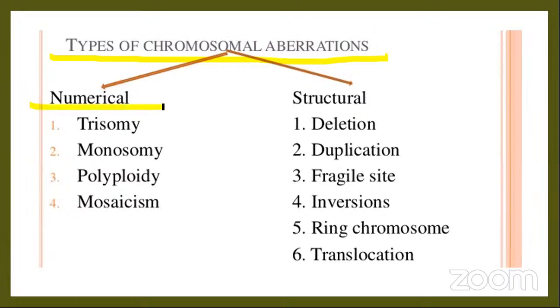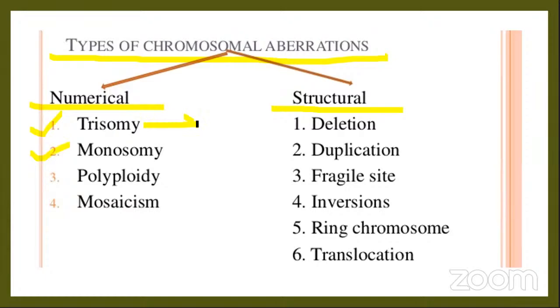Basically, there are two types: numerical chromosomal aberrations and structural chromosomal aberrations. Numerical, as the name itself says, means addition or deletion of chromosomes along with the healthy chromosomes. Okay, so that's called numerical chromosomal aberration. In this, there are types.